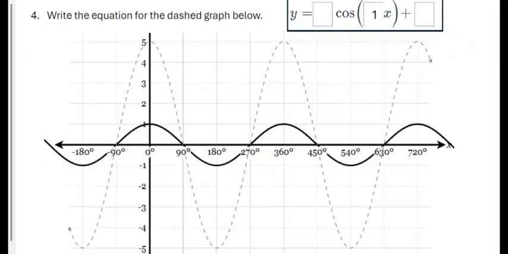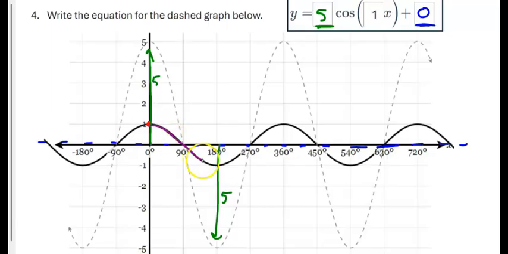So in problem number 4, the graph's a cosine graph, again starting at 1 on the y-axis. So for the graph that we are trying to change it to, this dashed graph, the midline is at 0. The amplitude is 5. We are 5 above and 5 below the midline. So keep in mind that wherever you select the midline to be, the amplitude should be the same amount going both directions.